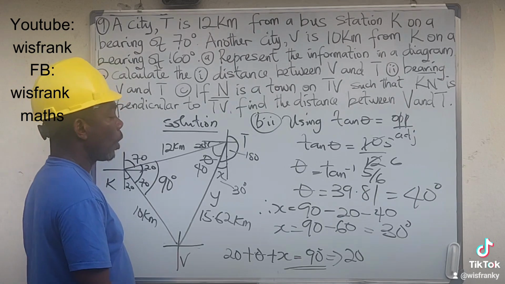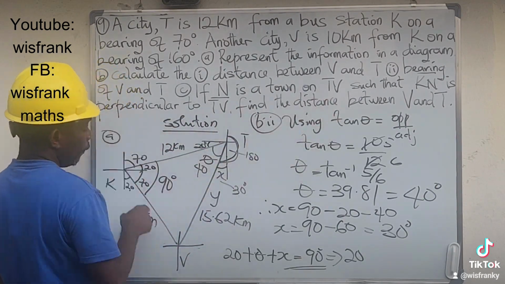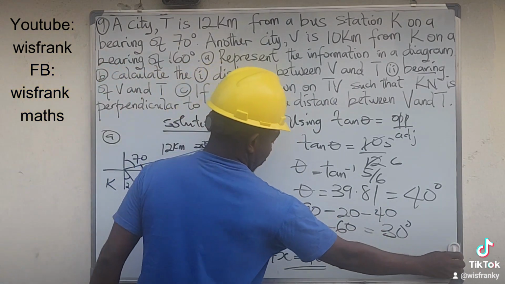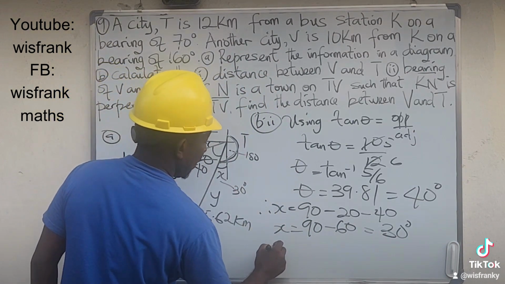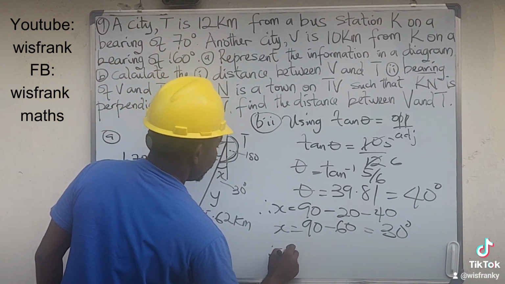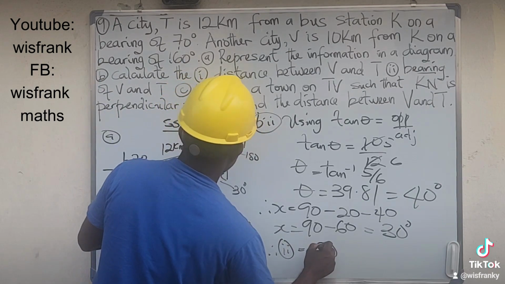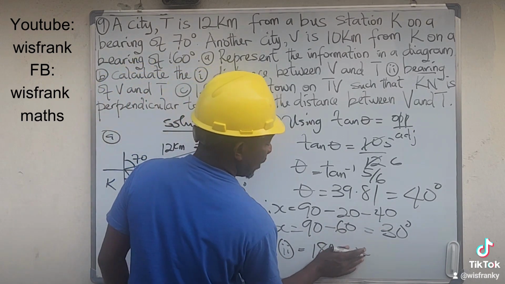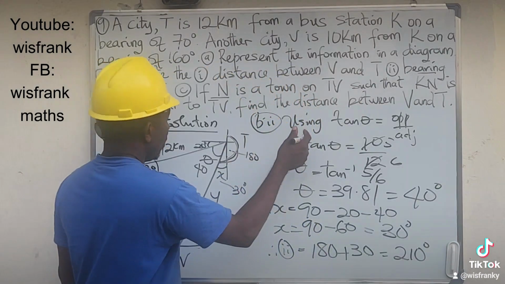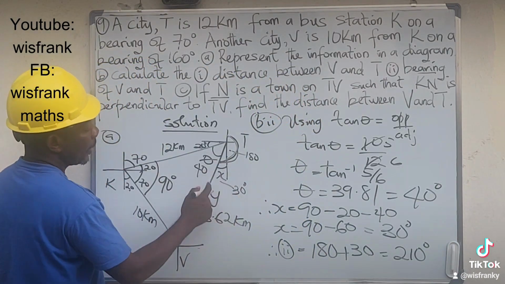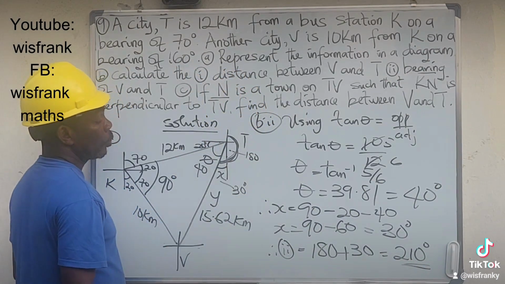What are we looking for? We are looking for a bearing from this point to this point. That means the bearing of V and T. So what we are going to do now is to add the whole of this side. This is 180, as I said. Therefore, the bearing for B(ii) equals 180 plus X. Our X is 30, so 180 plus X will give us 210 degrees. So our bearing of V and T equals 210 degrees, from here to this point.